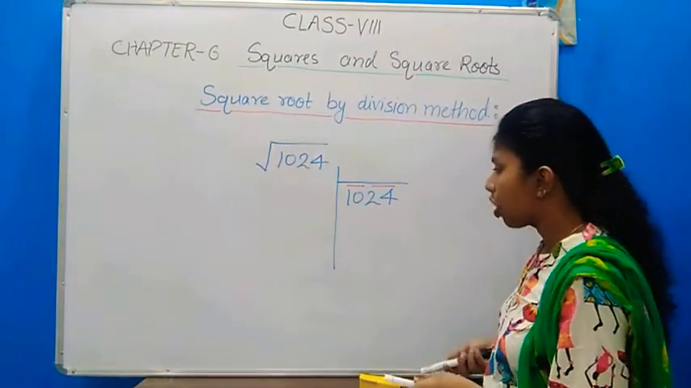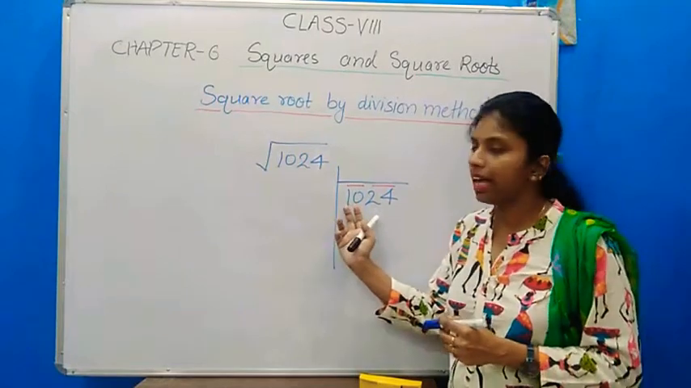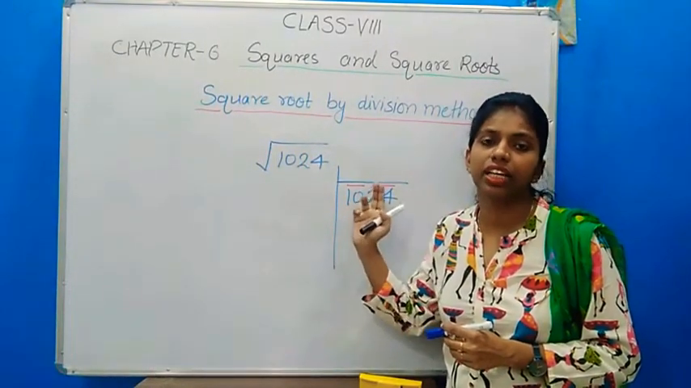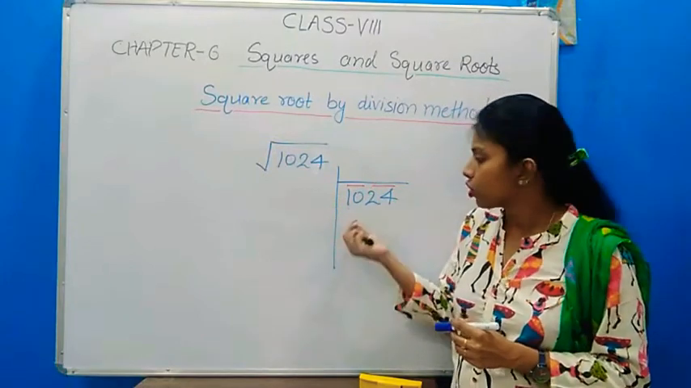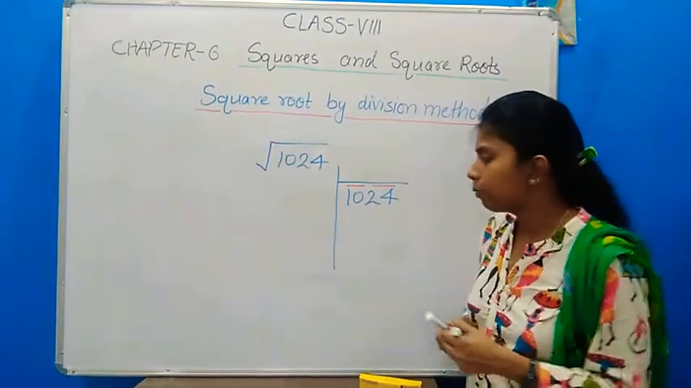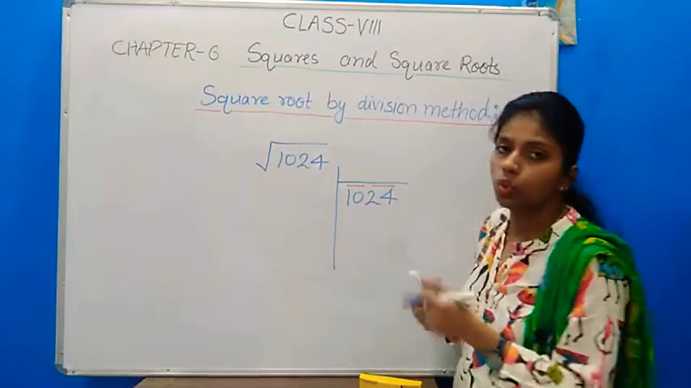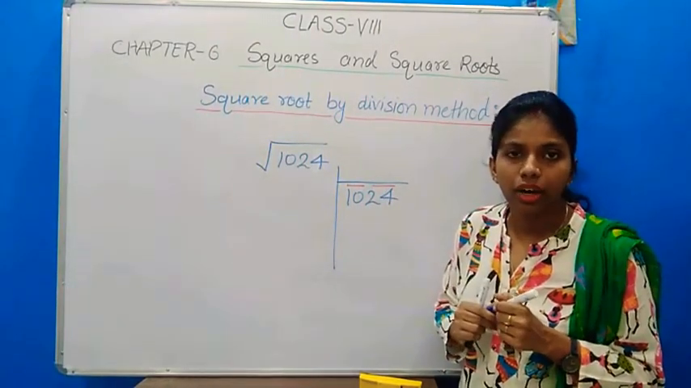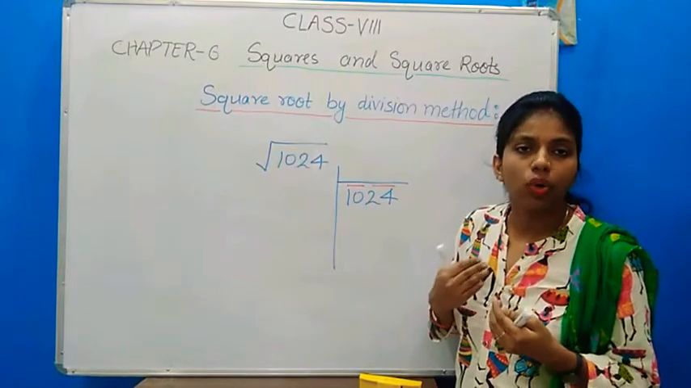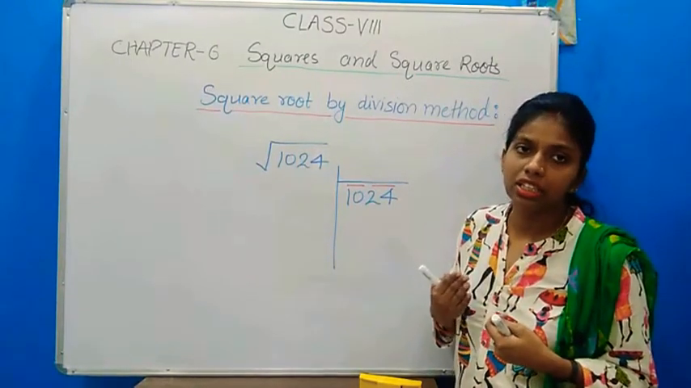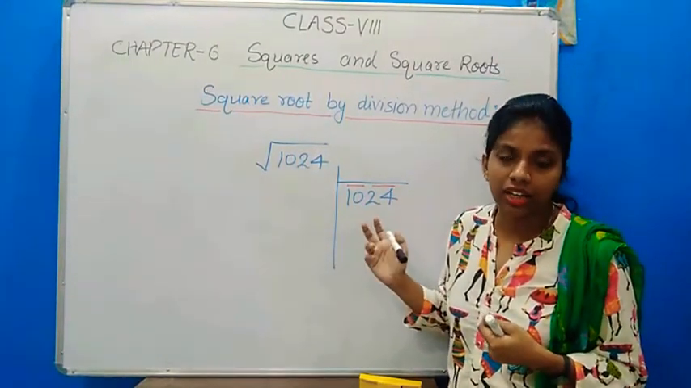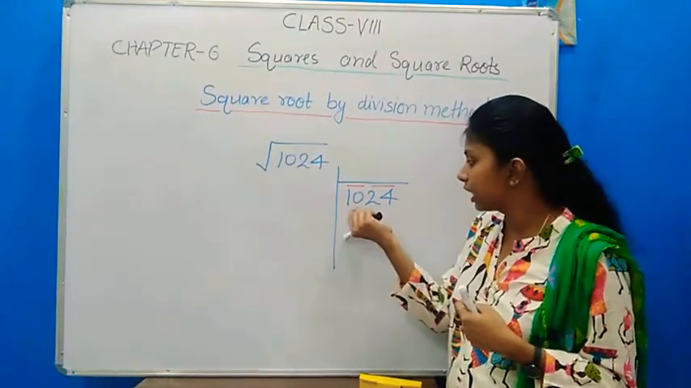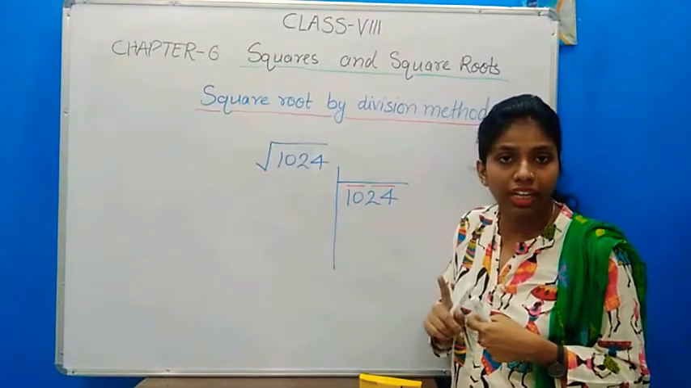Now we solve the number under the bar at the extreme left place. So here we have 10. We have to take a number whose square must be less than 10. So what will be the number? 3 square is 9. It is less than 10. If we take 4, 4 square is equal to 16. 16 is greater than 10. So we cannot take 4.